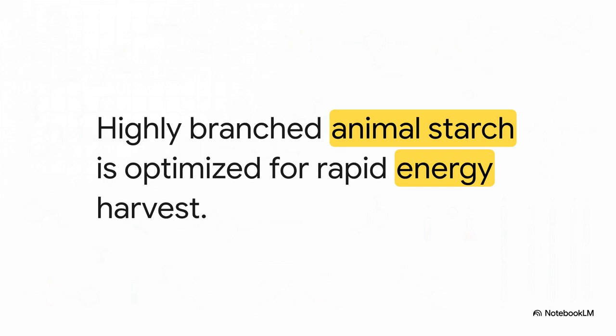We find this mostly in our liver and muscle tissues. This animal starch creates a highly compact, almost tree-like structure, throwing out branches every 8 to 12 residues. And why does this matter? Well, this extreme branching exposes a ton of non-reducing ends, making it super accessible for the enzyme glycogen phosphorylase to rapidly harvest energy the second your body needs it.